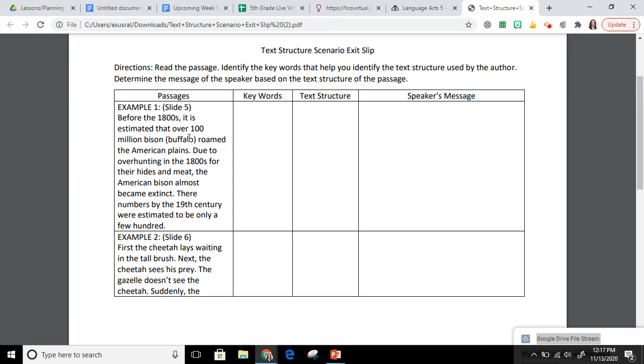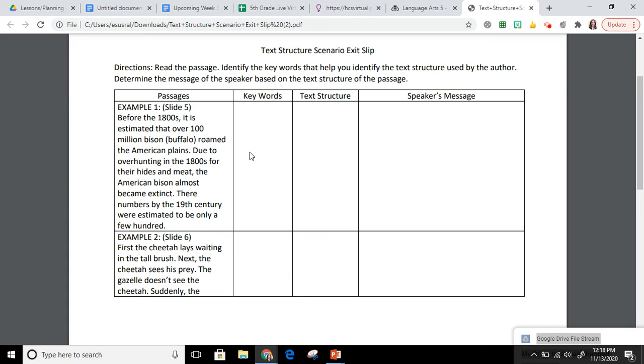So I'm actually going to do this first one for you so you can kind of see as a guide. So for example 1, it says before the 1800s, it is estimated that over 100 million bison or buffalo roamed the American plains. Due to overhunting in the 1800s for their hides and meat, the American bison almost became extinct. Their numbers by the 19th century were estimated to be only a few hundred.